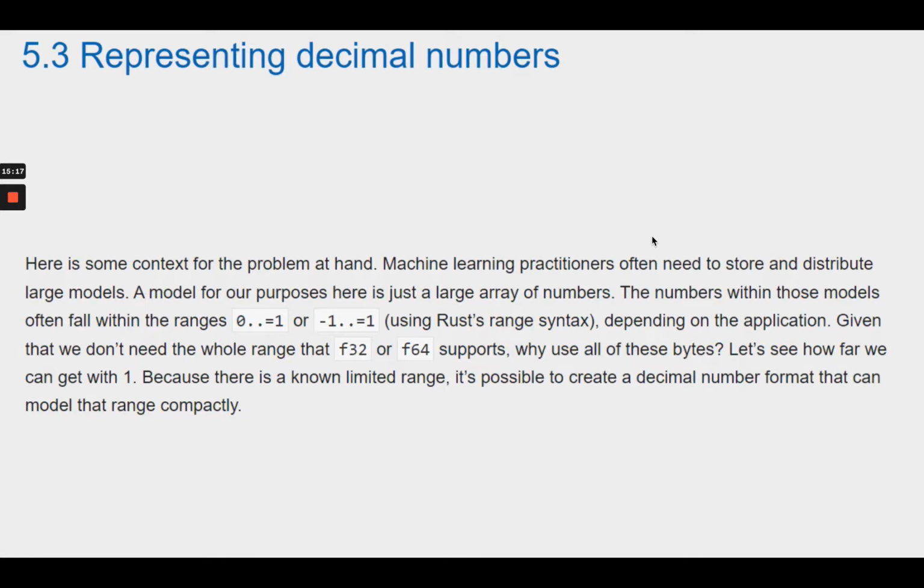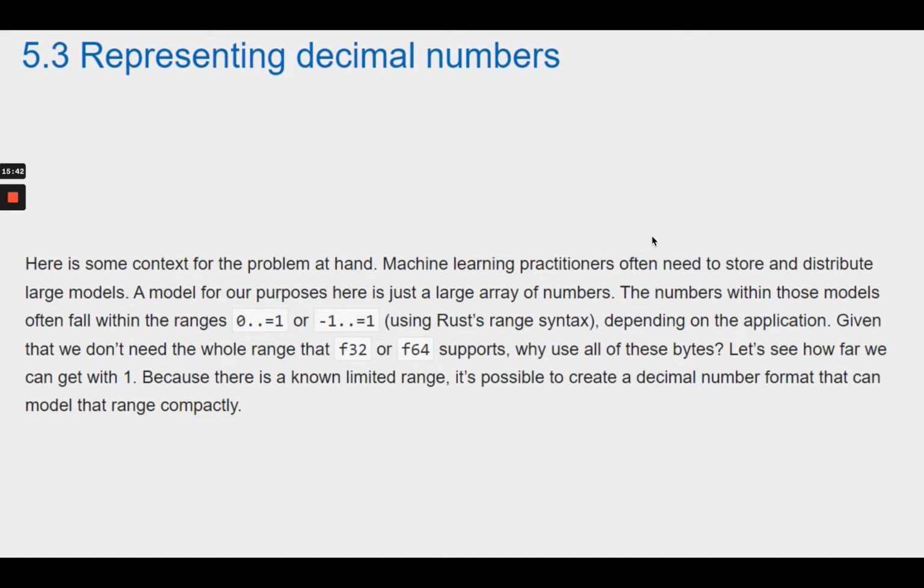Here is some context for the problem at hand. Machine learning practitioners often need to store and distribute large models. A model for our purposes here is just a large array of numbers. The numbers within those models often fall within the ranges 0..=1 or -1..=1, using Rust range syntax, depending on the application.